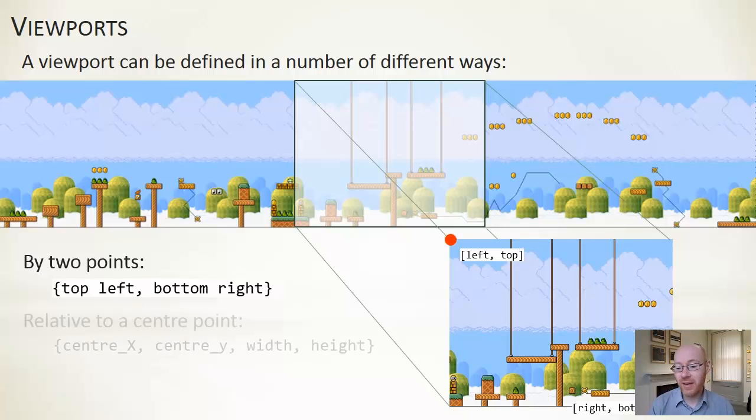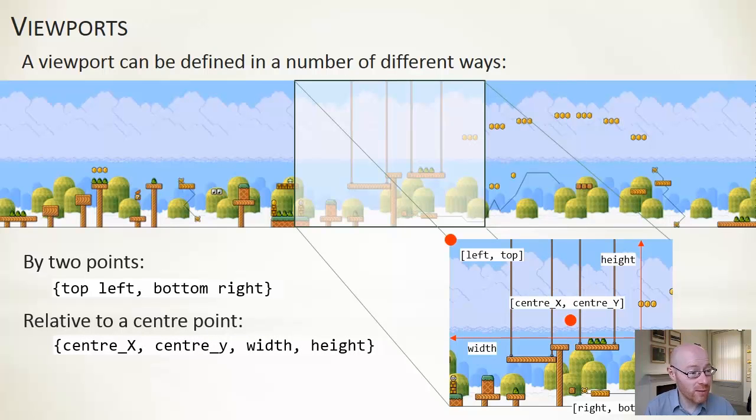Another way of defining it is to give it a center point, and also a width and a height. Quite often, if we are thinking about a viewport as a window into a world, it's convenient to think about where the center of the viewport is and how big the viewport is. If we want to move it, we just update the center location for it. So two different ways of representing or modeling a viewport, and we'll end up using both of these.